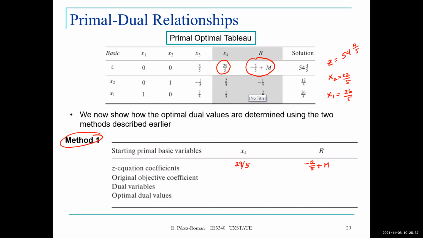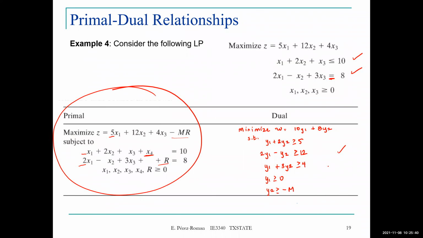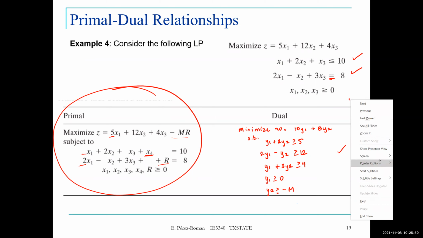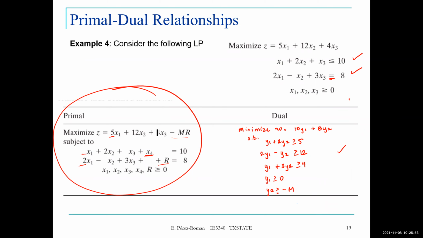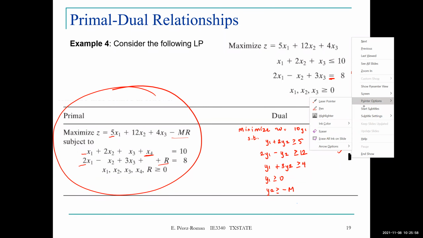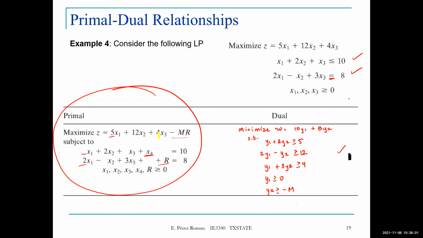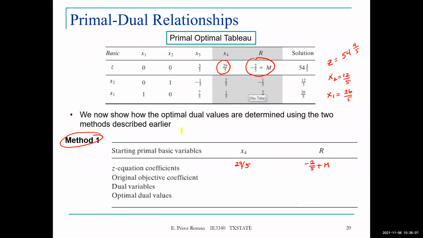The original objective coefficient. So now I have to go back to the original formulation, and the original coefficients are here. For those two decision variables, the original coefficients are 4 and -m. So the original objective coefficients are 4 and -m.